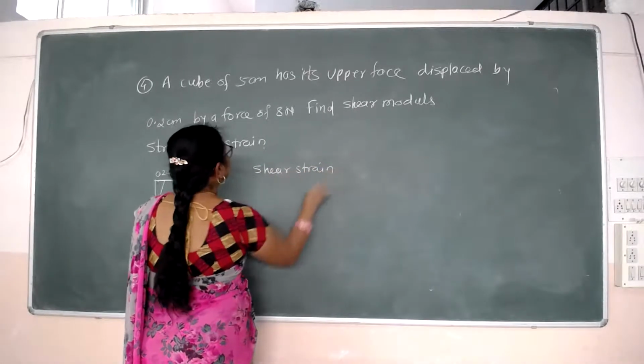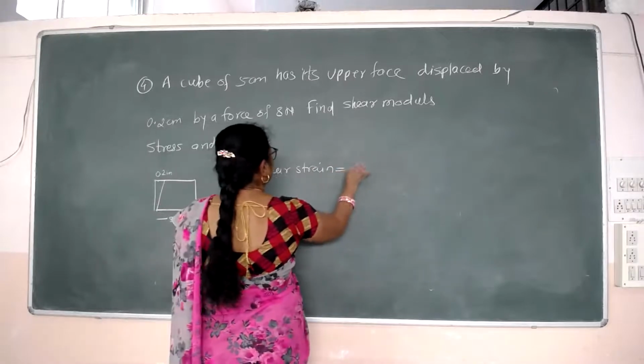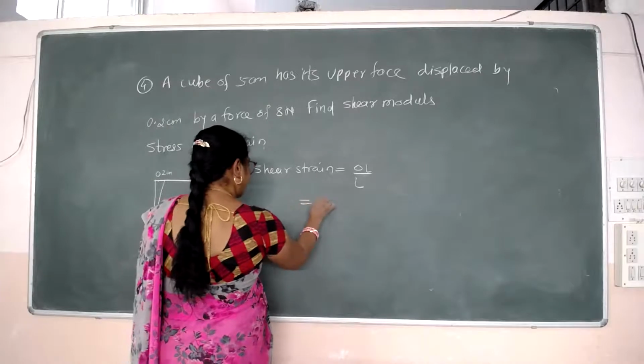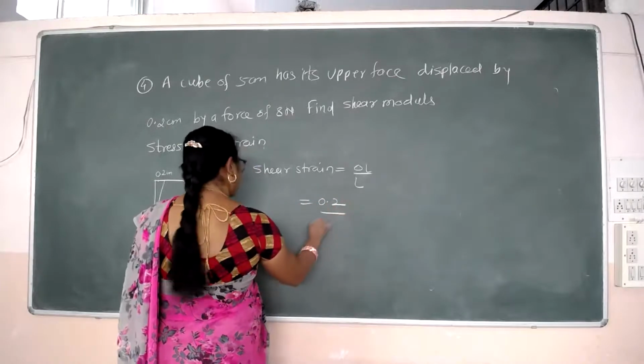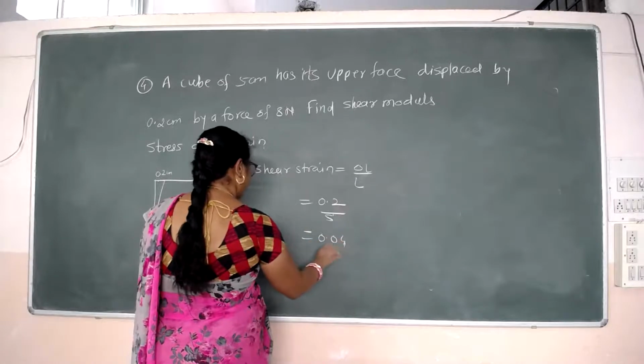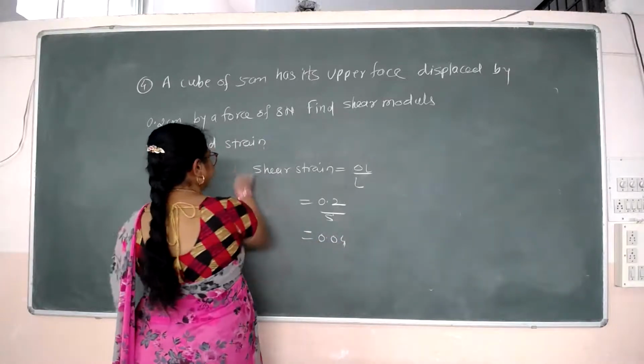Shearing strain is equal to change in length divided by original length. So change in length is 0.2 divided by original length 5. Therefore, the answer is 0.04. This is the first one.